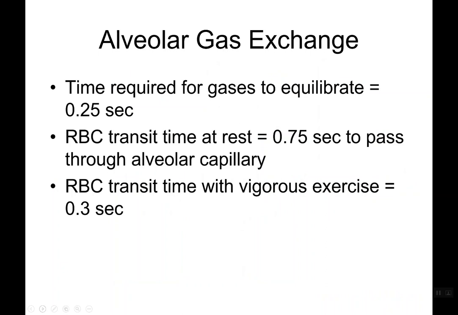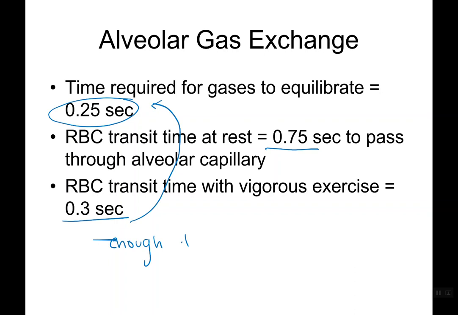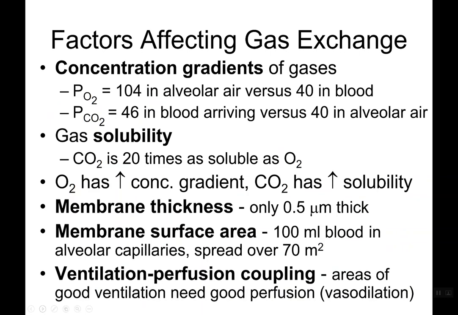So at the alveolus, the time required for gases to equilibrate is about 0.25 seconds, so not very long. Red blood cell transit time at rest, so how fast it gets through the alveolar capillaries at rest, is about 0.75 seconds to pass. Red blood cell transit time with vigorous exercise is about 0.3, so it never dips below this 0.25, which gives you enough time for gas exchange, which is good.